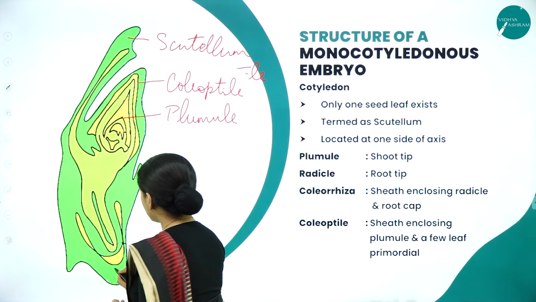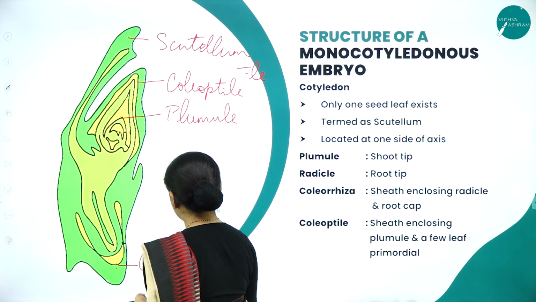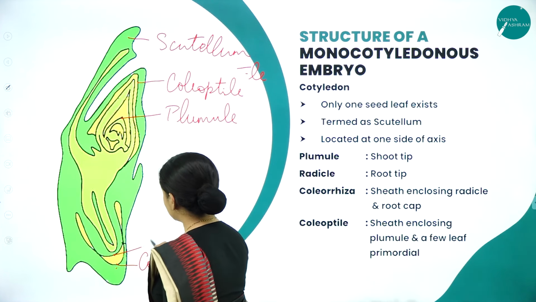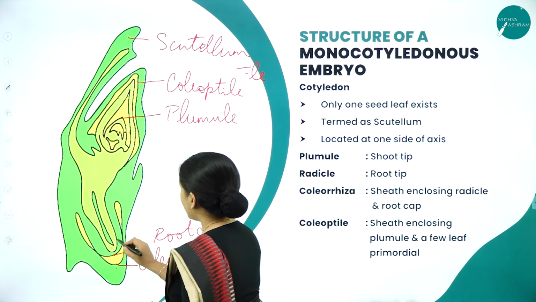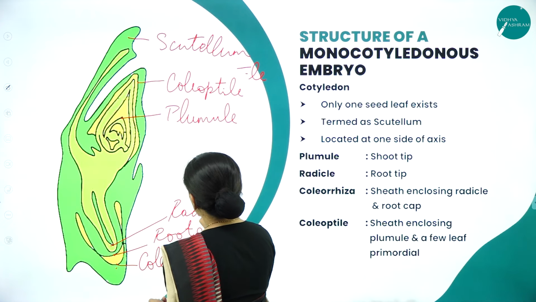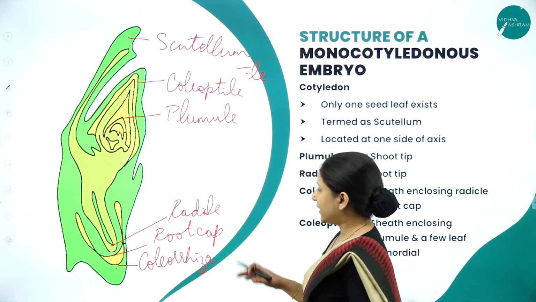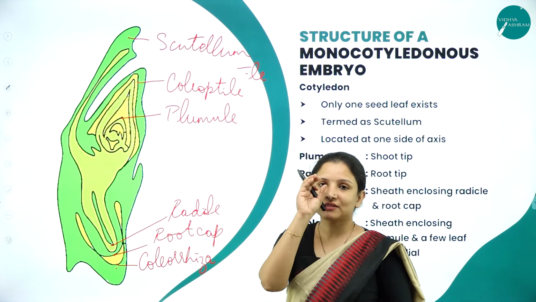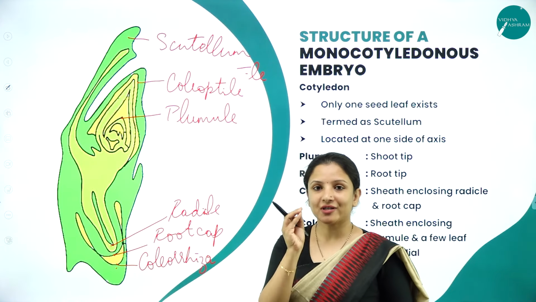Next, we have the coleorhiza. The coleorhiza protects the root cap, as well as the radicle. So that is the function. And the root cap acts as a protective covering. It is thimble-like or cup-like, which acts like a protective covering which protects the root tip.